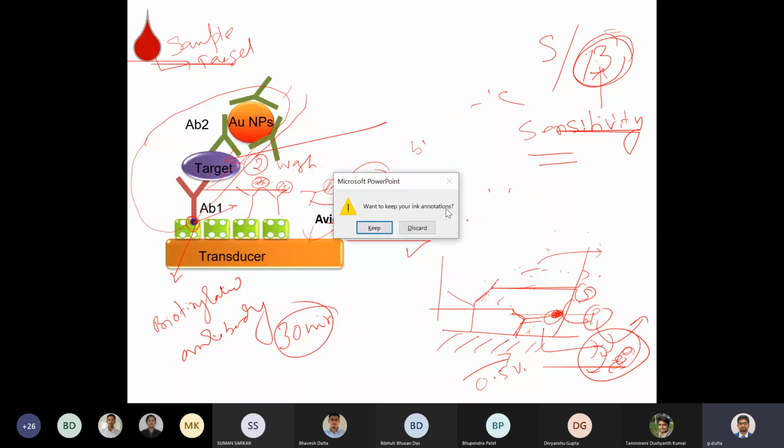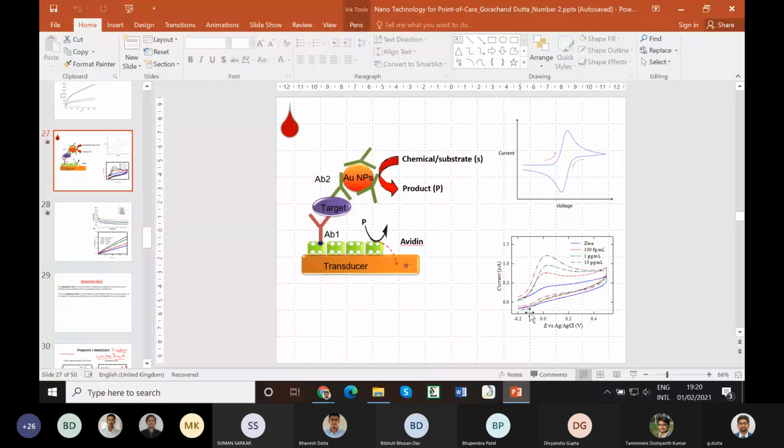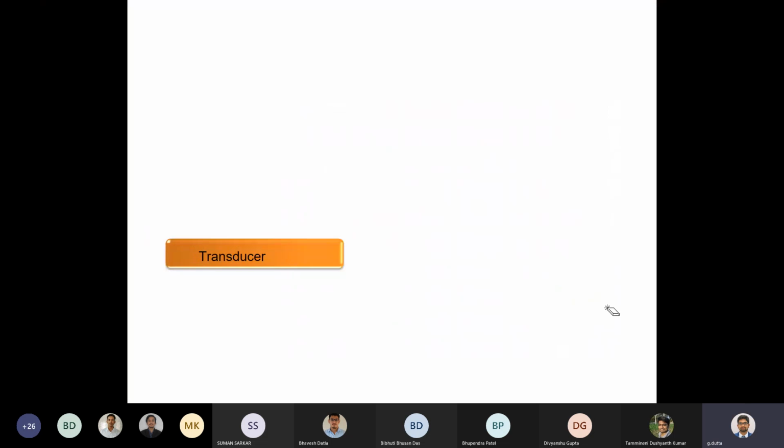Okay, let's discard it. So what is sensitivity? Because I am writing on the touchpad, my handwriting is sometimes different. Don't mind, I am writing on a touchpad.